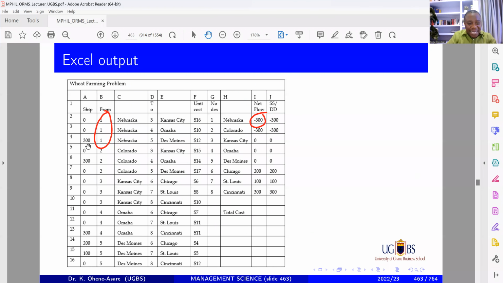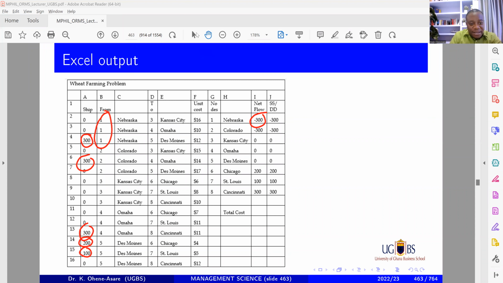Those that have numbers are the ones you're going to pick. So look at the ones here. 300 is a number, you're going to pick that. 200 is a number, you're going to pick that. 100 is a number, you're going to pick that. So these are the ones that have gotten values.